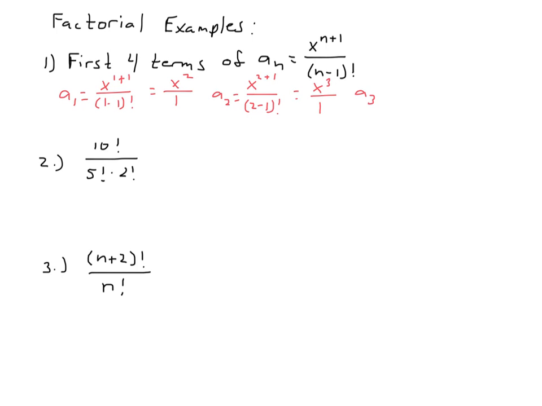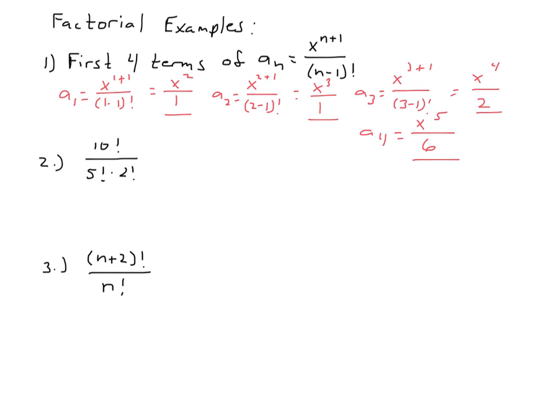A sub 3 is going to be x to the 3 plus 1 power over 3 minus 1 factorial. And so that comes out to be x to the 4th over 2 factorial, which is 2. And a sub 4 in this case is going to come out to be x to the 4 plus 1, which is 5, over 4 minus 1 factorial, which would be 3 factorial, which we know is 6. So our first 4 terms of this particular sequence are those listed: x squared, x cubed, x to the 4th over 2, and x to the 5th over 6.